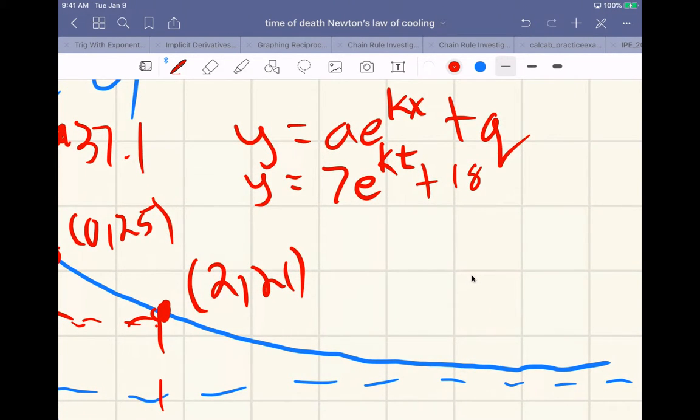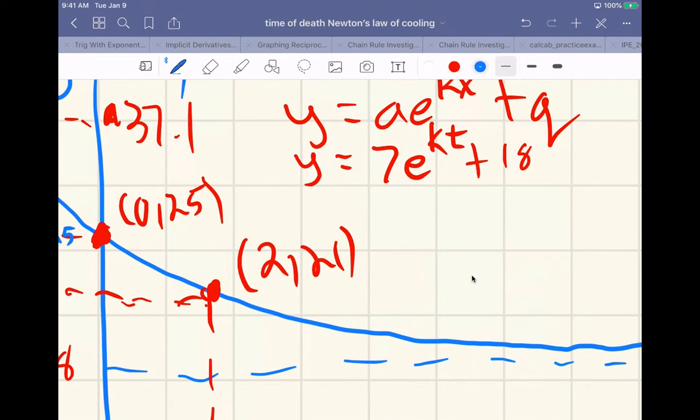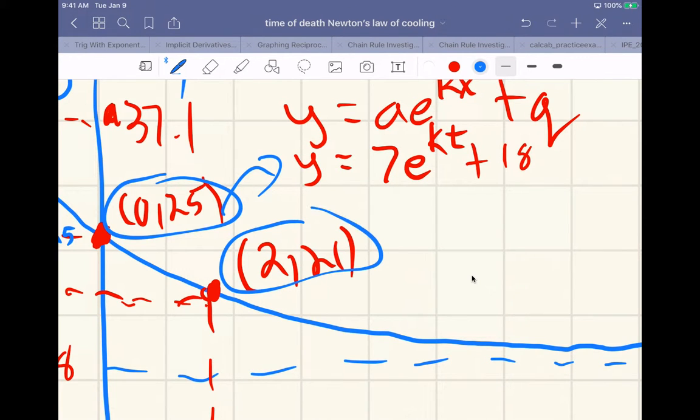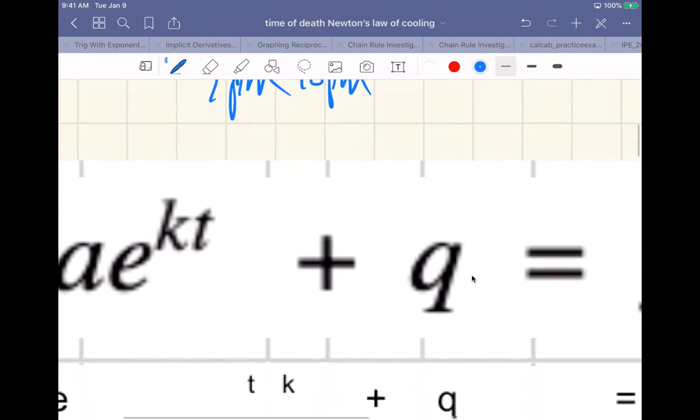Okay, so that's our equation right there, 7e to the kt plus 18. Now, we used the (0, 25) to get this equation, but we can use the (3, 21) to figure out k. So let's go down below to see where I've already set it all up for you.